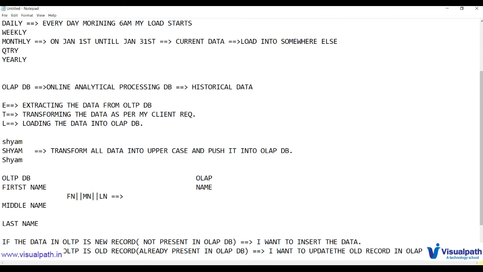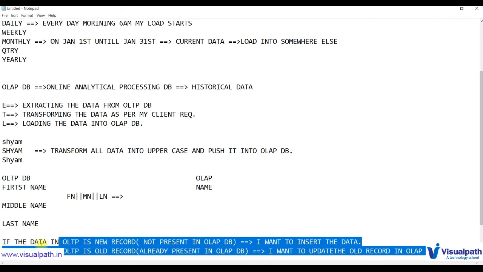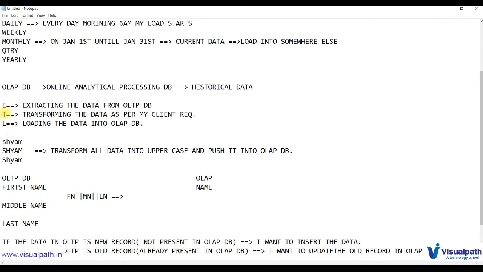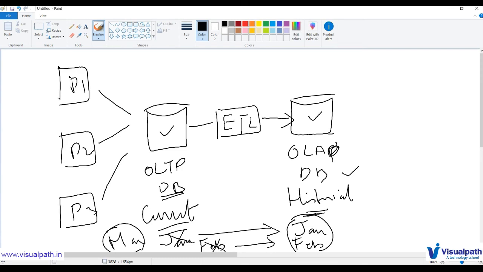So these are nothing but different kinds of business logic that the client needs. This all comes under your transformation part. Okay. So now coming back to my picture again here. By using your ETL, I'm trying to extract the data. Finally, I'm trying to transform the data, and later I'm trying to load my data into my OLAP database.